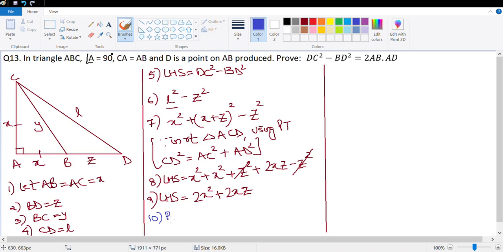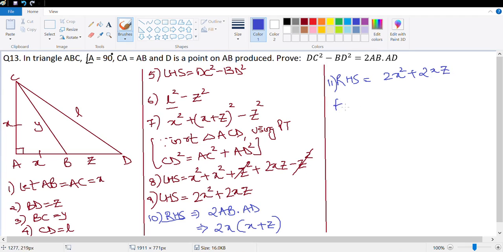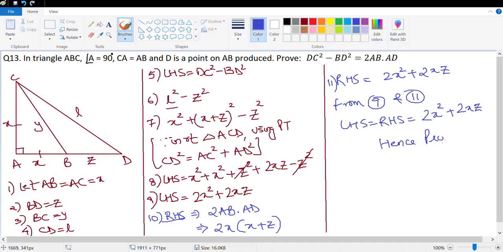So right hand side for us in this question is given as 2 times AB dot AD, which is 2 times AB, which is x, and AD is x plus z, which means right hand side is equal to 2x square plus 2xz. So from 9 and 11 we get LHS is equal to RHS is equal to 2x square plus 2xz. So hence proved. Done. Let's look at the next question.